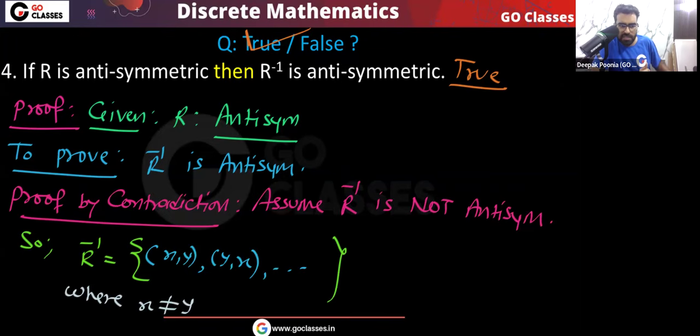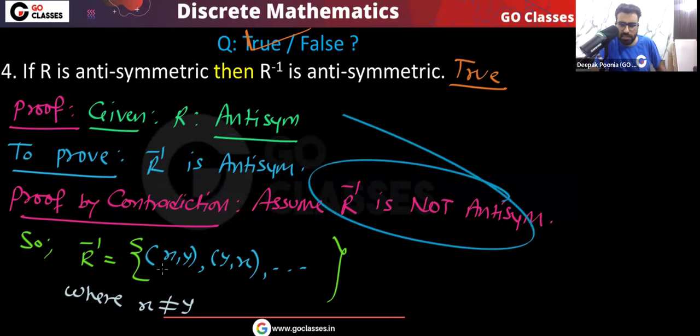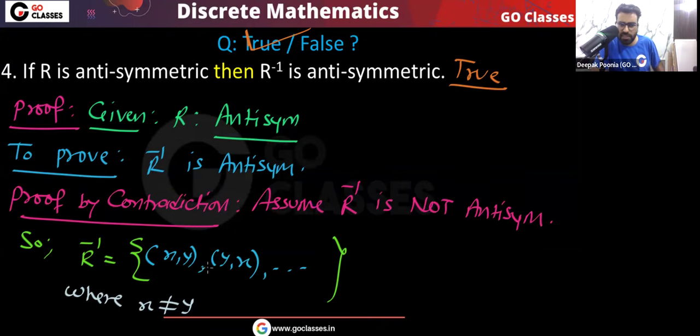It is given that R is antisymmetric. We need to prove that R inverse is antisymmetric, so we are using proof by contradiction. For a moment, I am assuming that R inverse is not antisymmetric. Then definitely these two ordered pairs will be there, xy and yx, where x is not equal to y.